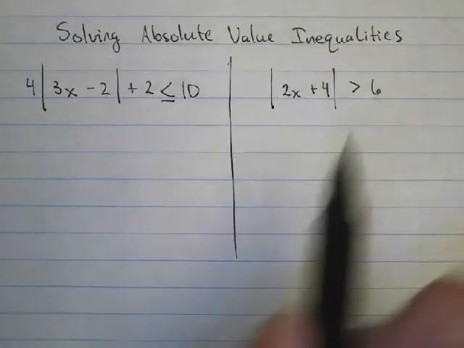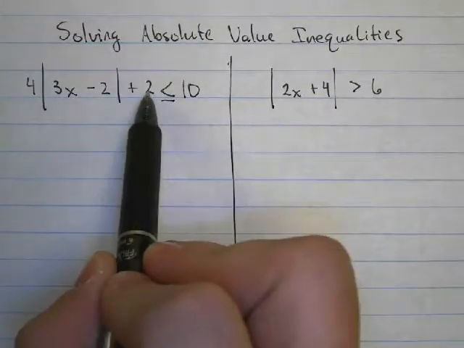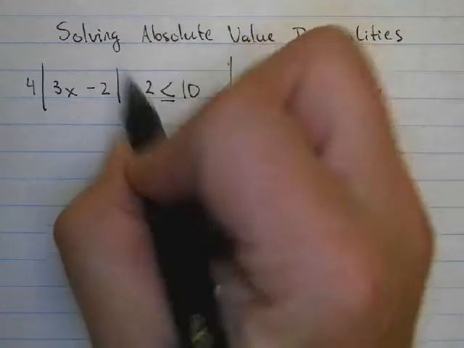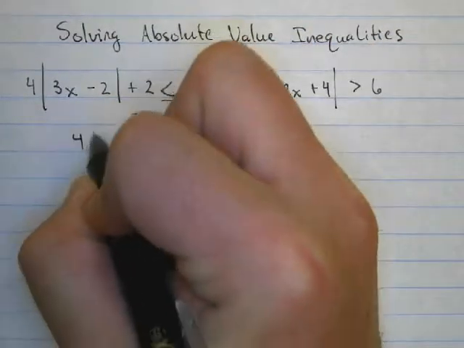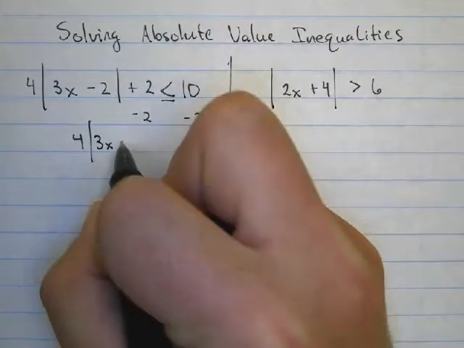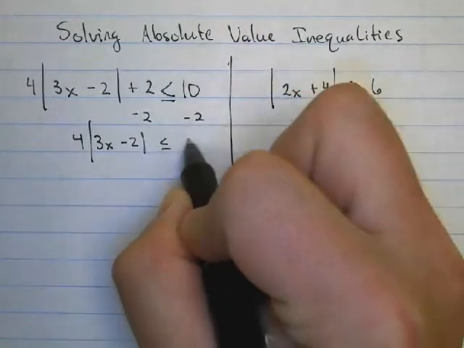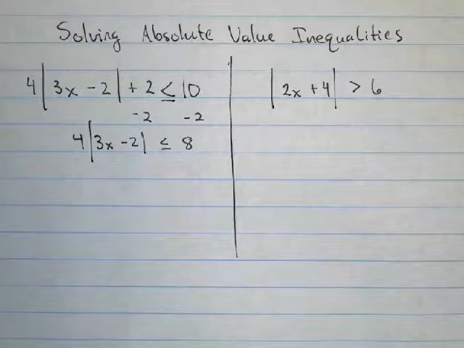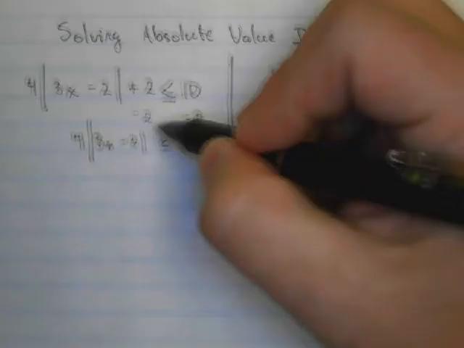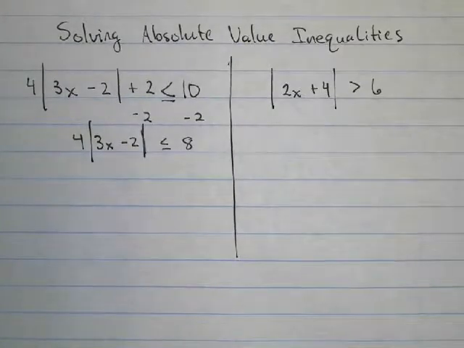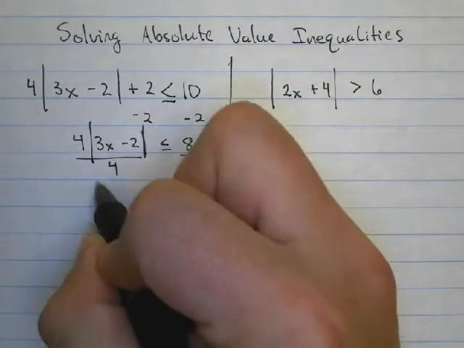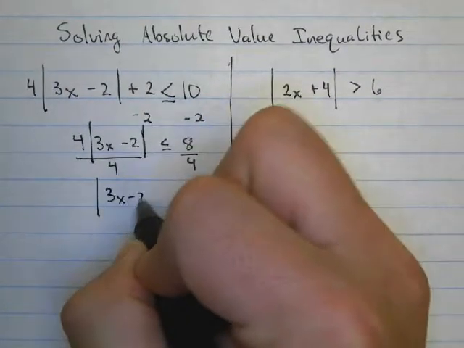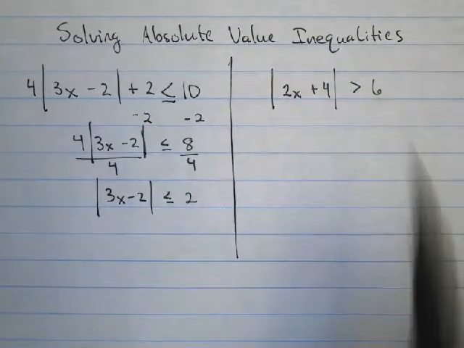So the main idea is that I always have to isolate my absolute value first. So I'm going to go ahead and subtract 2 from both sides, and I'll have 4 times the absolute value of 3x minus 2 is less than or equal to 8. And my absolute value is still not isolated, so I'll have to divide both sides by 4. And now we have the absolute value of 3x minus 2 is less than or equal to 2.